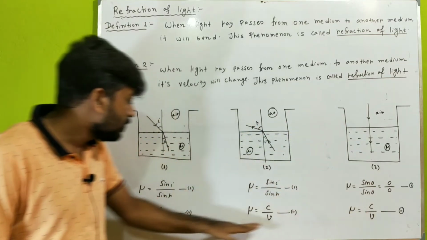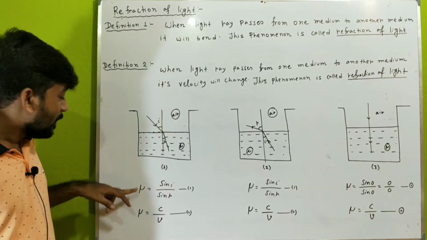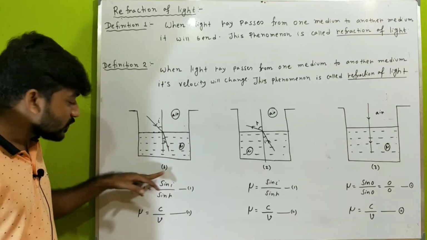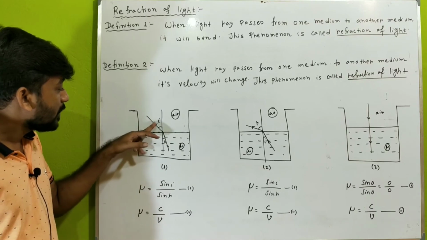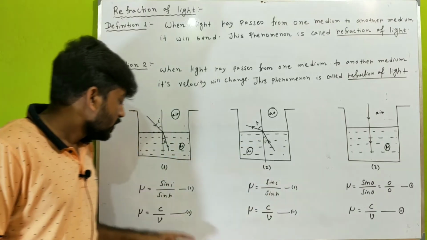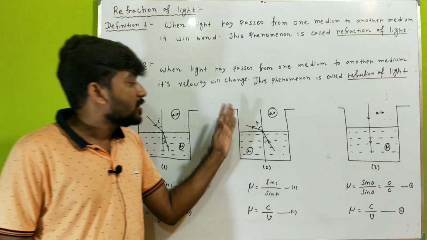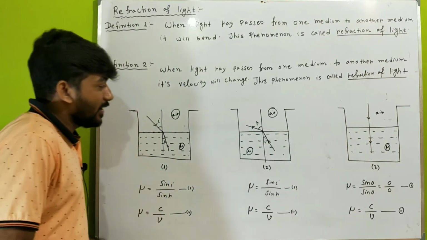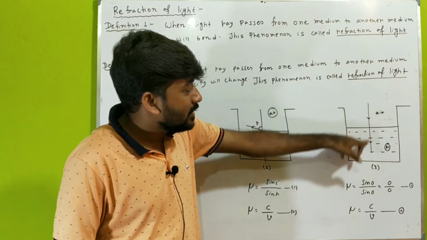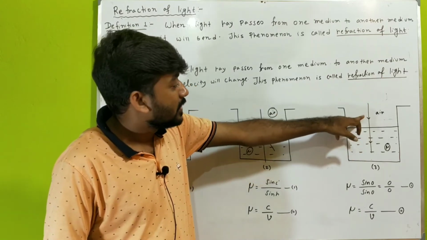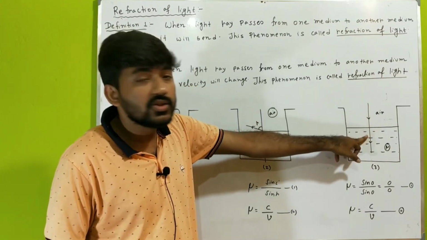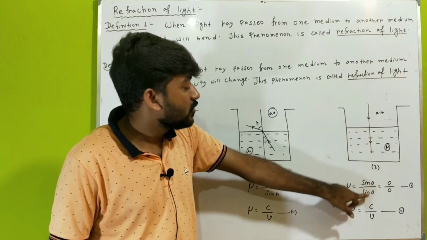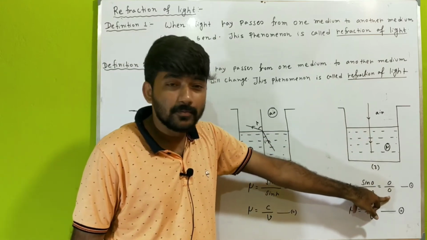So it will remain the same for all the cases. But this mu, which comes from Snell's law, depends on the angles I and R. So it will depend on whether the light is bending or not. But the interesting case is that when normal incidence occurs, then I is equal to 0 as well as R is equal to 0. So mu is equal to sine 0 by sine 0, that is equal to 0 by 0.